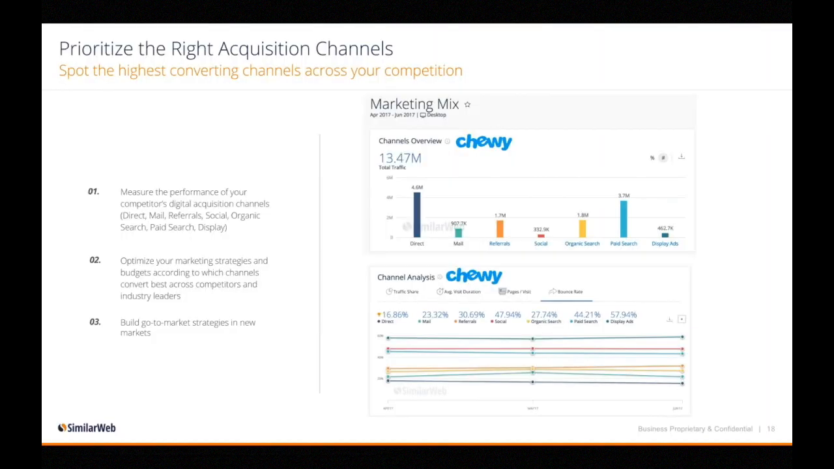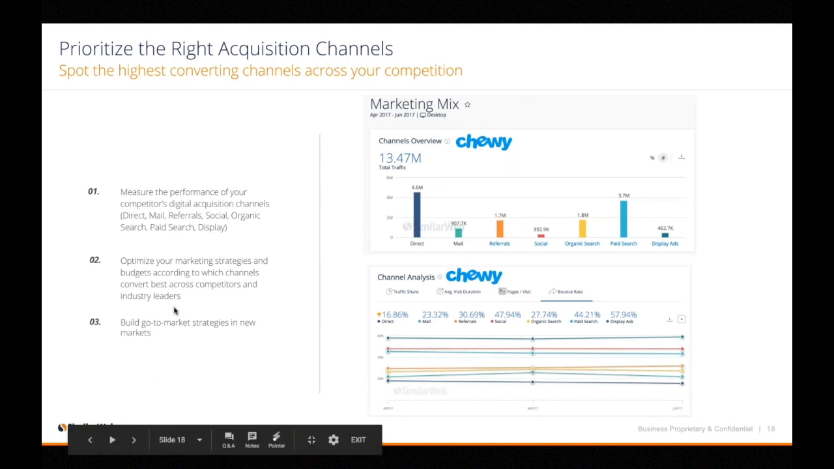So here we're looking at Chewy.com, and SimilarWeb isn't just about telling you how much traffic a site gets. We can also tell you how the site gets that traffic. So the diagram at the top of the page, the bar graph, is showing the channel acquisition. It's kind of the marketing playbook of Chewy.com. You can see that they have a heavy dependency on paid search with just under 4 million visits.